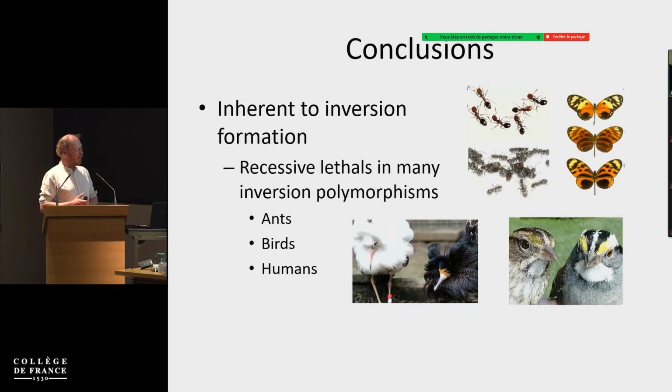I wanted to highlight as a conclusion that this effect seems to us to be inherent to inversion formation. So basically there's no way to escape the recombination suppression, and therefore it can have both roles. It's found probably in many of the cases where supergenes have been associated with possible homozygous deleterious effects.